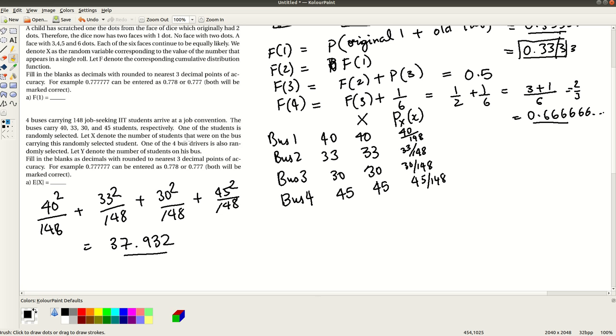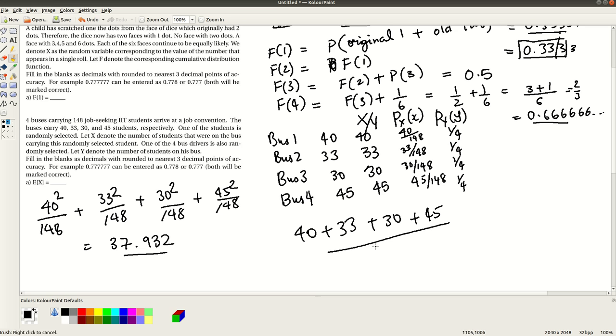Okay, the next question is very easy. You are choosing one bus driver at random, and y denotes the number of students in that particular bus. So again, y is going to be the same as this, but py is what is different. Py of y is 1 over 4, 1 over 4, 1 over 4, 1 over 4. So the value is 40 plus 33 plus 30 plus 45 divided by 4. Okay, so this is 148 by 4, which is 37.